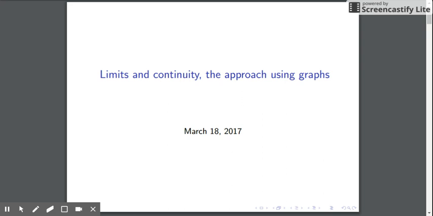This lesson is about limits and continuity, and we're taking the approach using graphs.